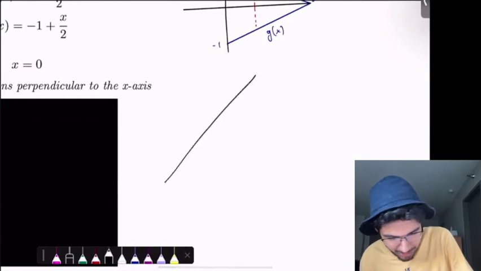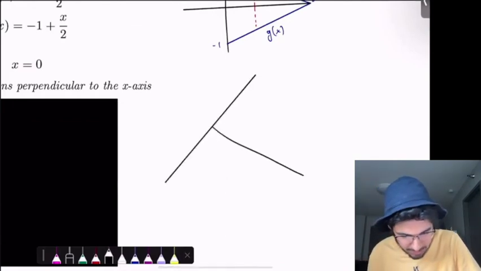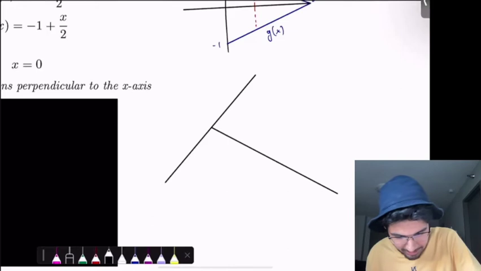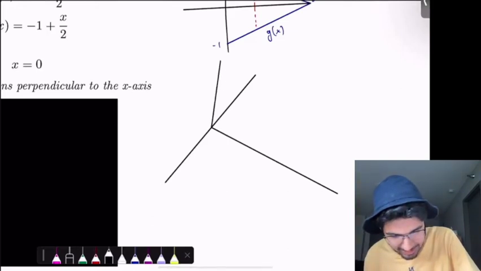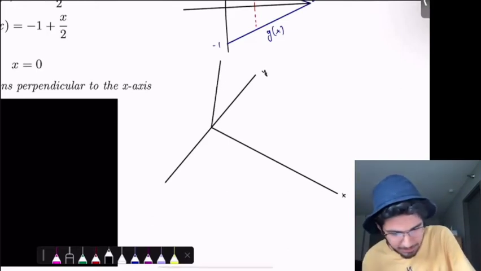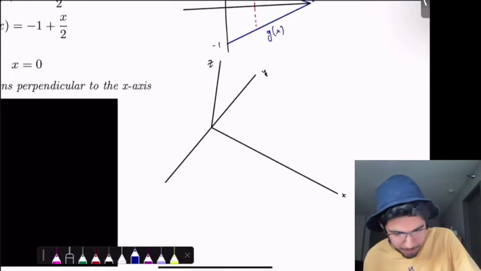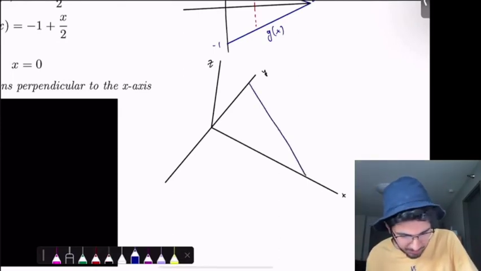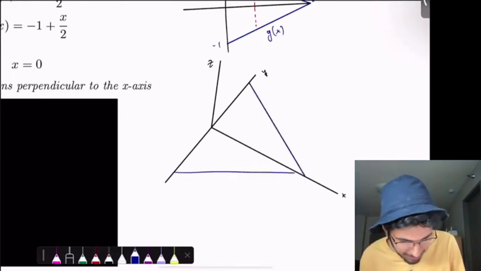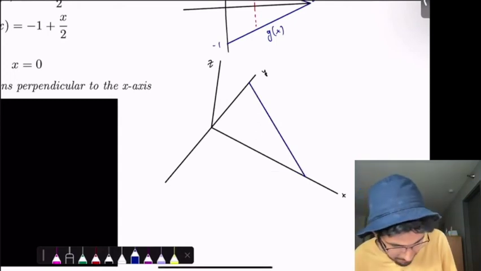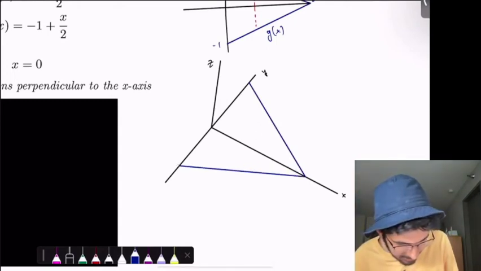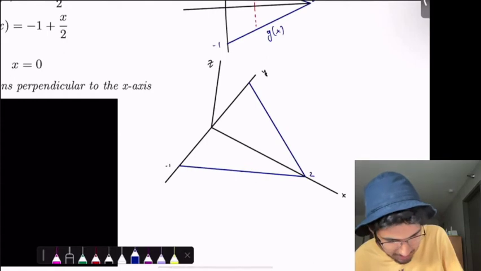So we got our y-axis here. We got our x-axis here. We got our z-axis here. And I'll just label these. And again, we'll draw our base. Hopefully you're getting comfortable with what this base looks like. This is 2, this is -1, this is 1.